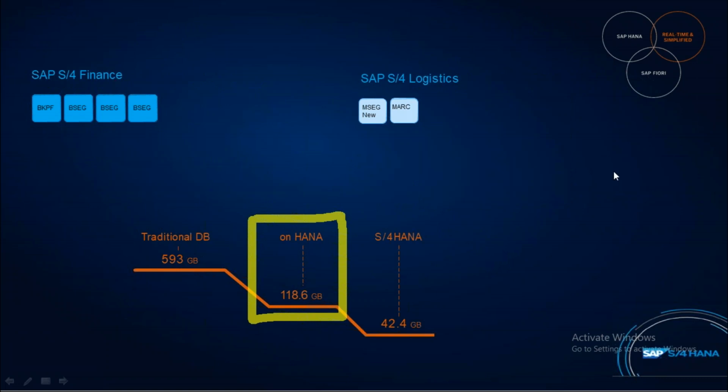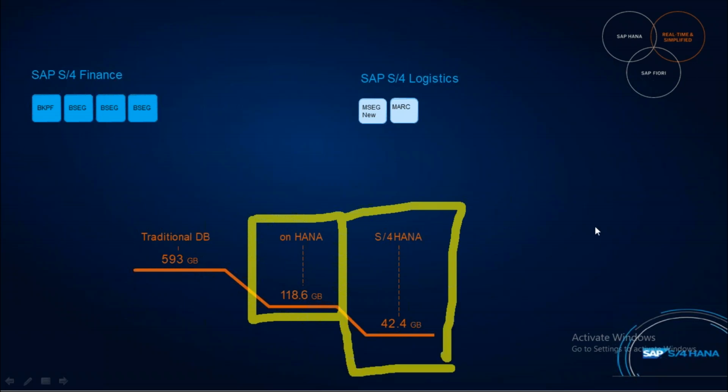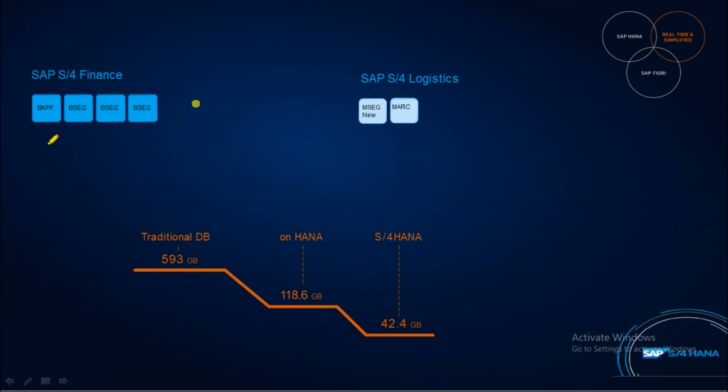And when you bring your ERP upgraded to the S4 HANA, right, then we see further reduction in the data footprint. So all of those other tables are removed. Only the structure of those tables is retained as a view in finance and also in the logistics module.